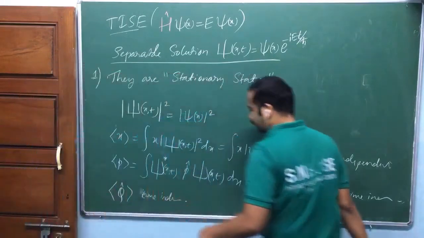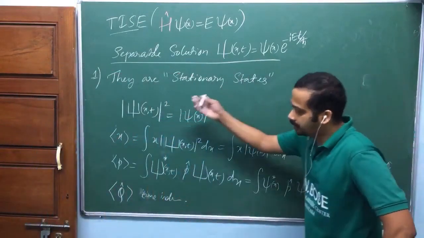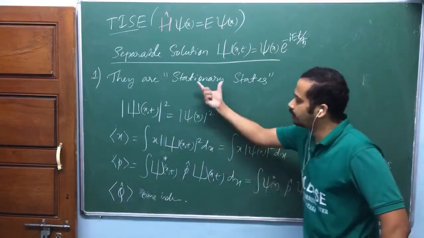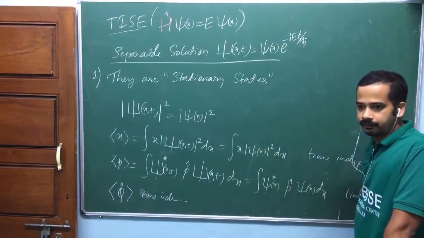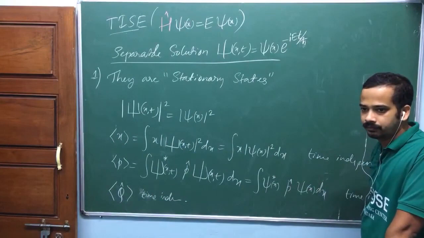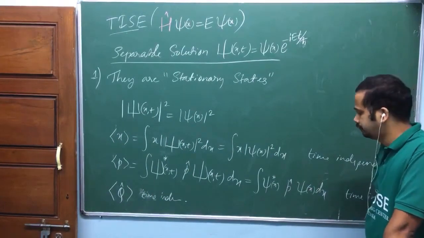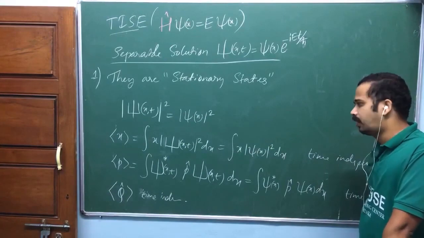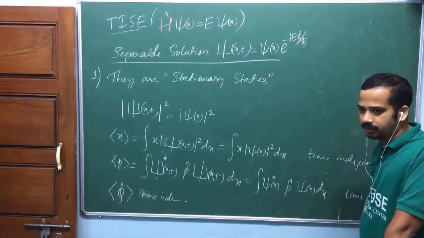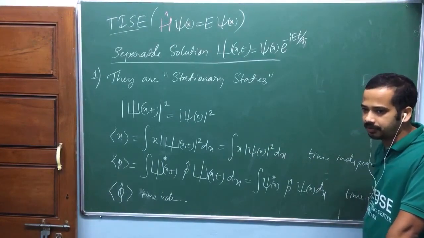Any expectation values are independent of time. Probability density is independent of time. That's why the word stationary came. Because here probability is independent of time, that's why all the expectation values are independent of time. You can say like that because everything started with probability interpretation.